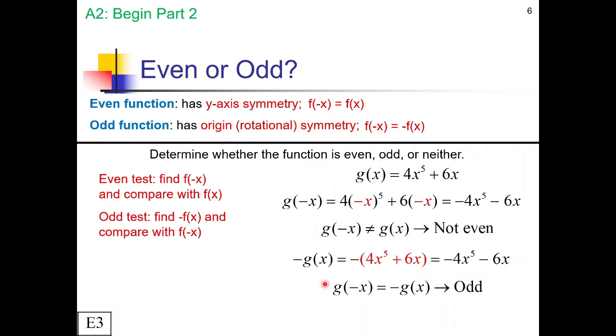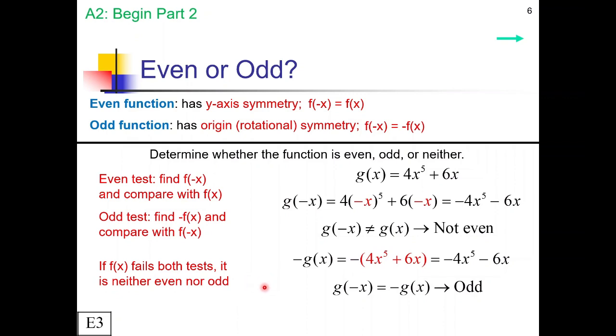Now, we kind of lucked out that this worked. What if we had done both of these tests and neither of these had actually come out the same? Well, if f of x fails both tests, then that means the function is neither even nor odd. It's entirely possible we have a function that doesn't have any of those types of symmetry, origin or y-axis symmetry.